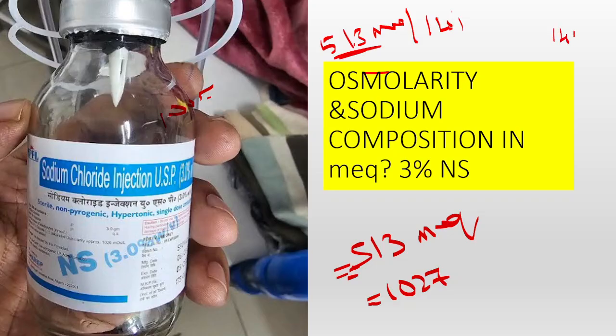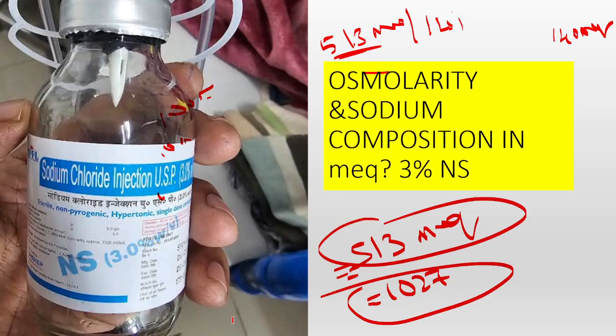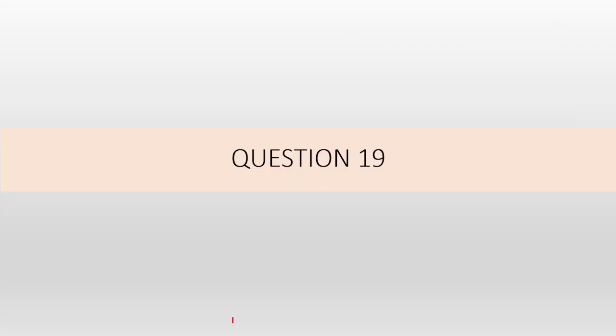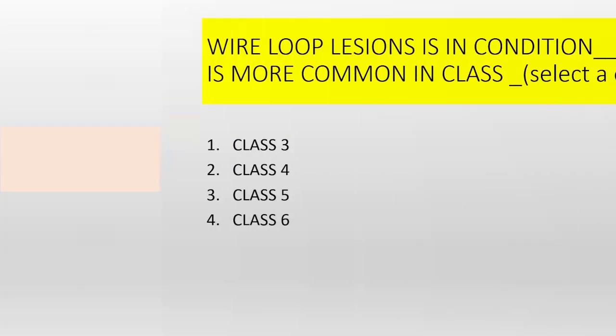For example, if the patient's sodium is 140 milliequivalent, suppose you are giving 3% this 100 ml, are you giving 51 milliequivalent? Don't get confused by those things; we discuss that separately in a video pertaining to this 3% NS, only for that particular doubt. At least the answer for this question is 513 milliequivalent and 1027 milliosmol. You can see through the wrapper only in your ward during the rounds.